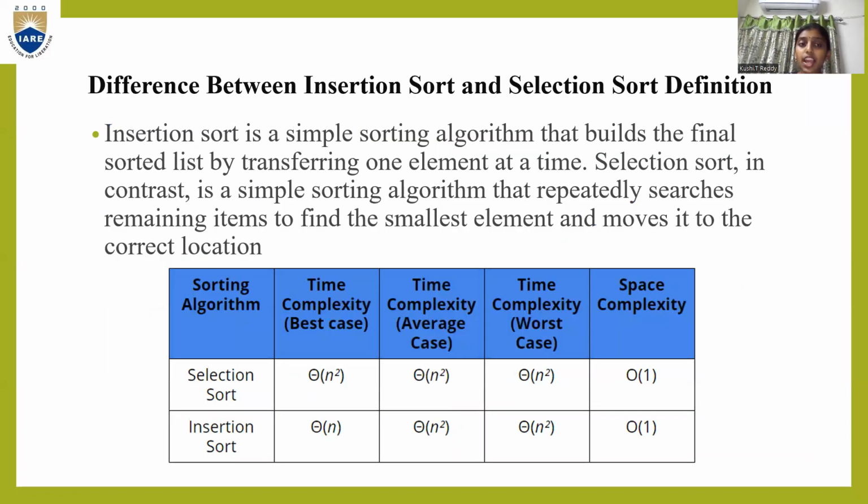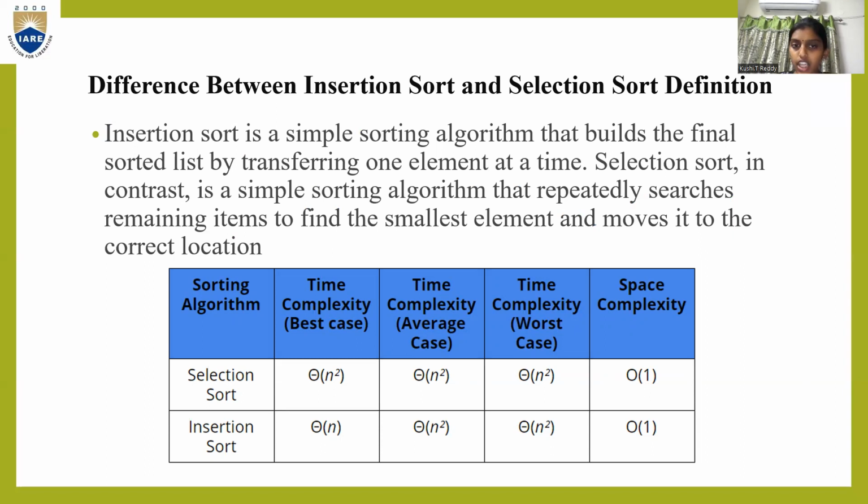So now let us look at the difference between insertion sort and selection sort. Insertion sort is a simple sorting algorithm that builds the final sorted list by transferring one element at a time. Whereas selection sort, in contrast, is a simple sorting algorithm that repeatedly searches remaining items to find the smallest element and moves it to the correct location.